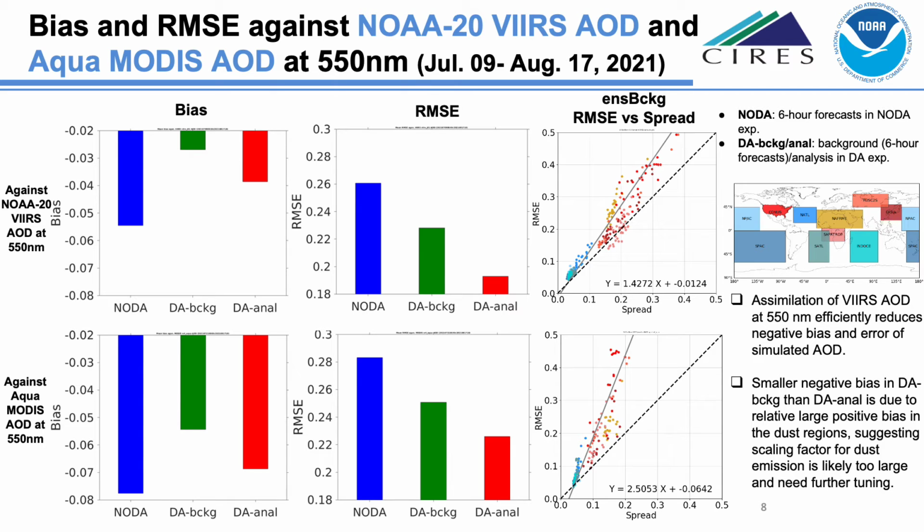The scatter plot on the right compares the background ensemble spread on the x-axis and RMS error on the y-axis. By comparing with NASA VIIRS AOD, it shows very good error and spread consistency. However, comparing with Aqua MODIS AOD retrievals, the system still shows relatively low spread.